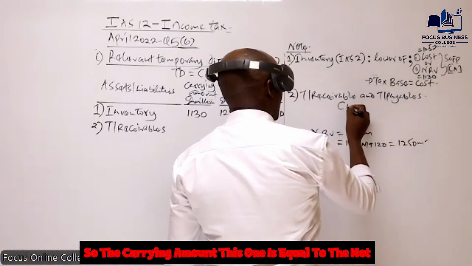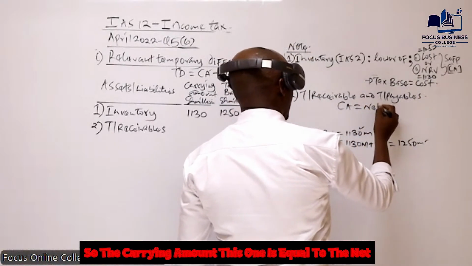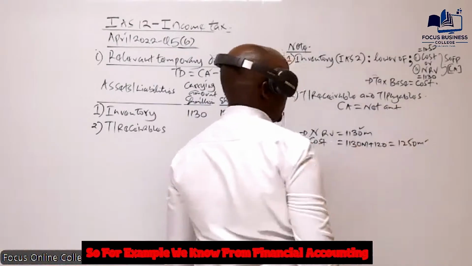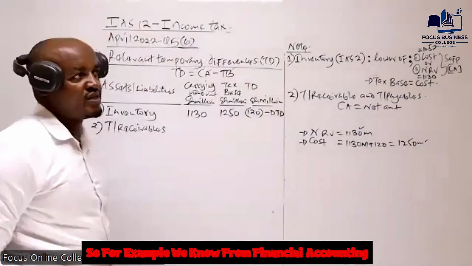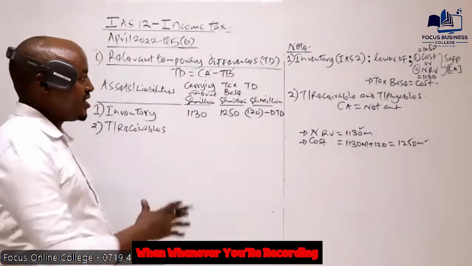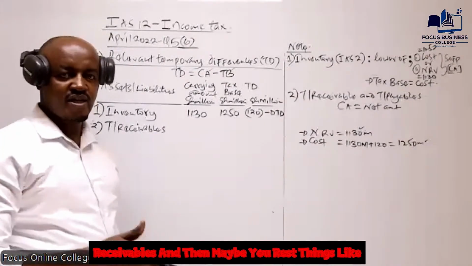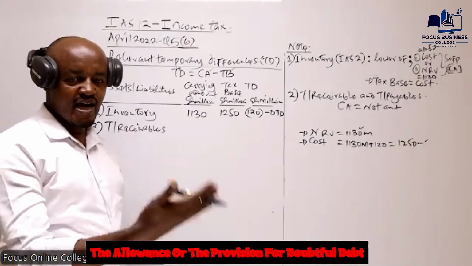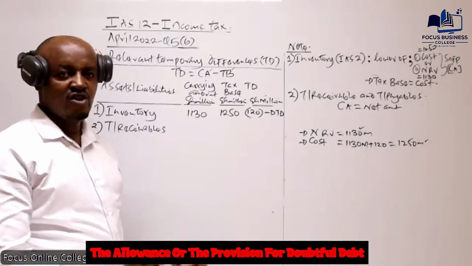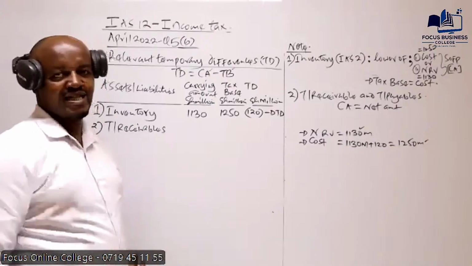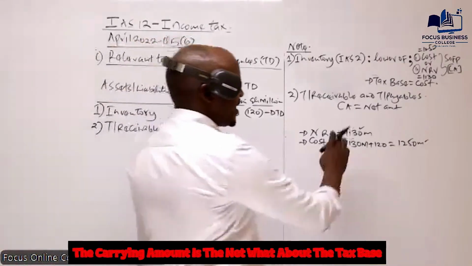So the carrying amount is equal to the net amount. For example, we know from financial accounting, whenever you're recording receivables in the statement of financial position, you take receivables and then maybe you less things like the allowance or the provision for doubtful debt. So the amount which you get is the net amount. So the carrying amount is the net.